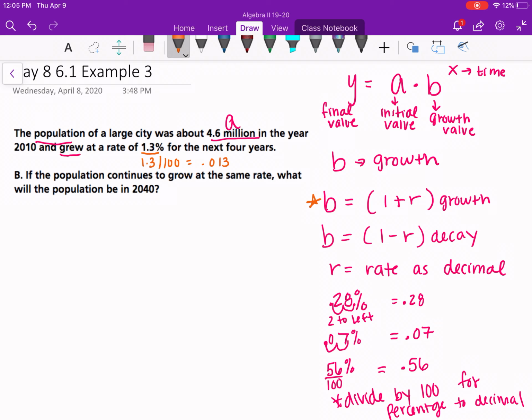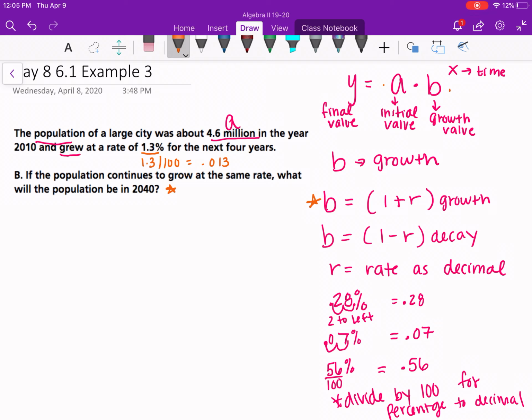And so now the trickiest thing is we know our A, we know our B, our X is time, okay? What's tricky here is it's telling you that it grew at a rate of 1.3% for the next 4 years, okay? That shows us that the rate is stable. It's not changing. But the question says if the population continues to grow at the same rate, what will the population be in 2040? Our answer to time is actually in this part of the problem right here.